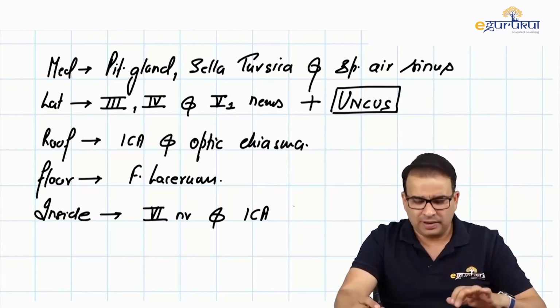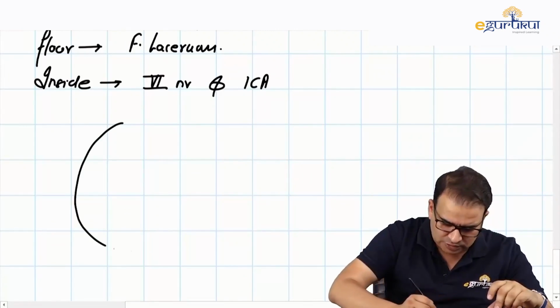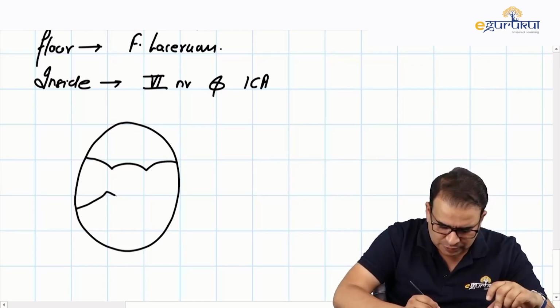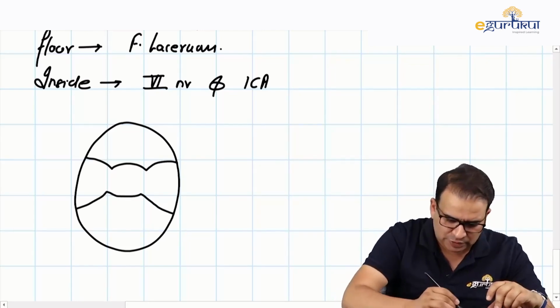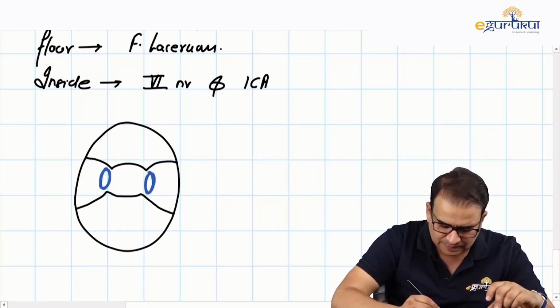Now, you don't have to draw it as such separately, but if I very quickly try to show it, let's say here is the middle cranial fossa, and this is the posterior cranial fossa. So, where was the cavernous sinus? It was situated something like this. This was the situation of cavernous sinus, right?